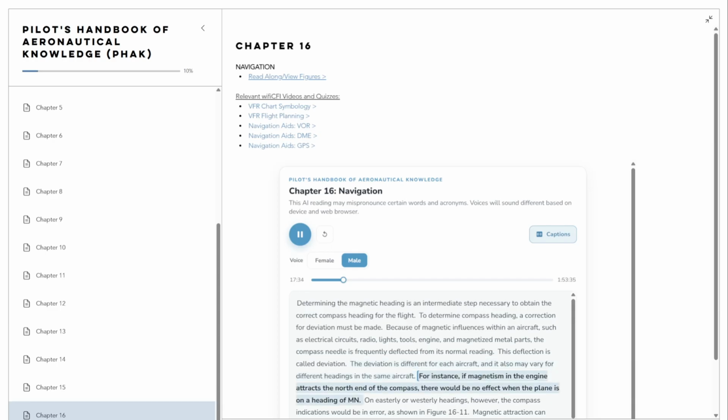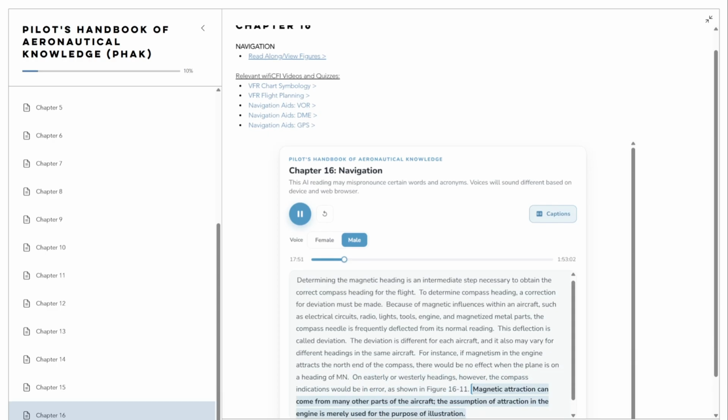For instance, if magnetism in the engine attracts the north end of the compass, there would be no effect when the plane is on a heading of Mn. On easterly or westerly headings, however, the compass indications would be in error, as shown in Figure 16-11. Magnetic attraction can come from many other parts of the aircraft. The assumption of attraction in the engine is merely used for the purpose of illustration.